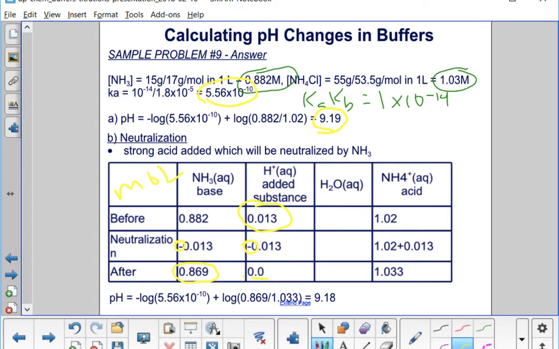And when the base neutralizes the acid, right, we have a reaction that looks a little something like this, right, where we get this NH4 plus. We're creating our conjugate acid there, so we're increasing the amount of the conjugate acid by that same amount in the neutralization. So we have a final amount of 1.033 of our acid. Then just use the Henderson-Hasselbalch equation to find the pH after neutralization. So the minus log of the Ka, again, same as in part A, plus the log of the new concentration of the base, 0.869, over the new concentration of the acid, 1.033, and we get a pH of 9.18, almost exactly the same as our pH with just the buffer solution.